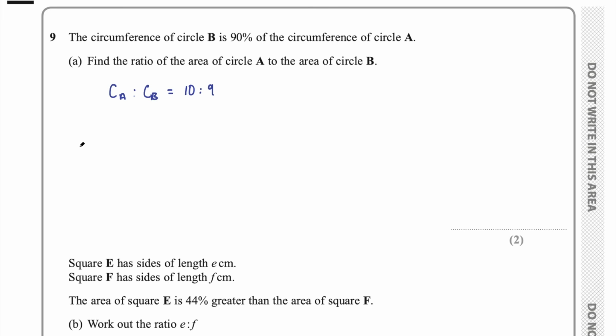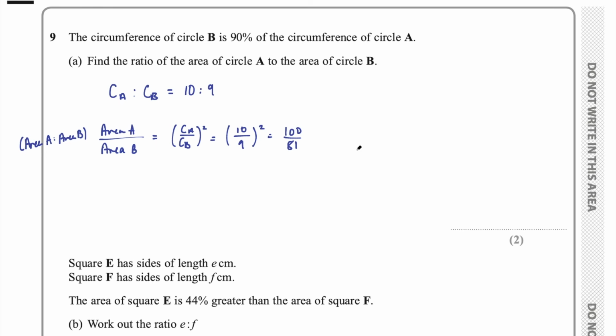So then we can say the ratio of the areas, so the area of A to the area of B. By the way, I'm now writing it as a fraction, but this is the same thing as area A to area B. I'm just writing it slightly differently. This is equal to the square of the ratio of the circumferences. So this is the square of the circumference of A on the circumference of B squared. So this is 10 on 9 squared, which is 100 over 81.